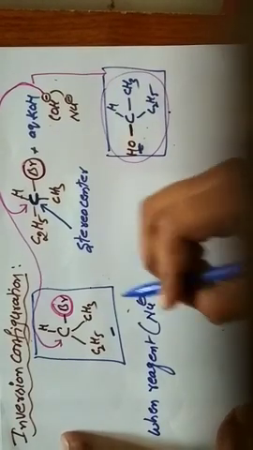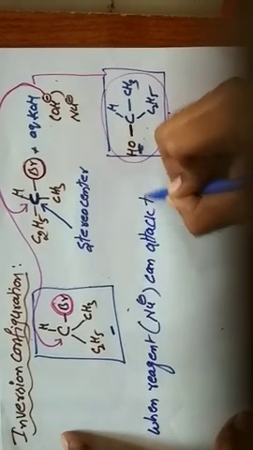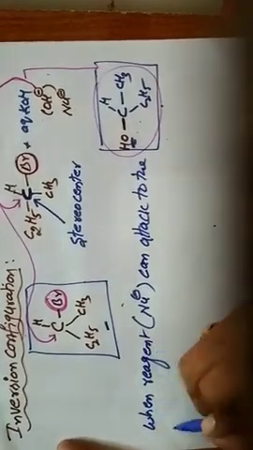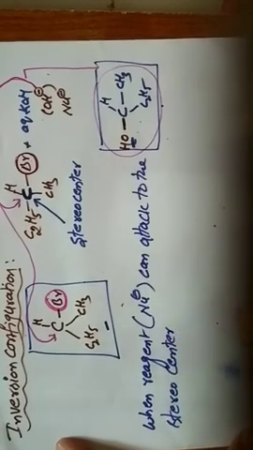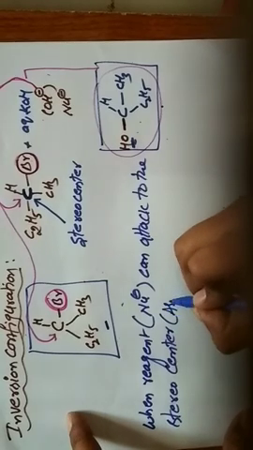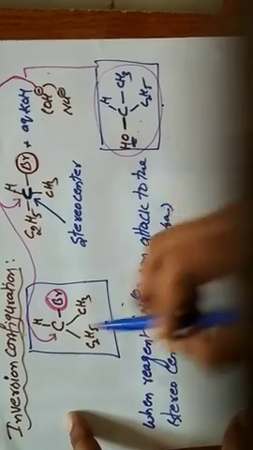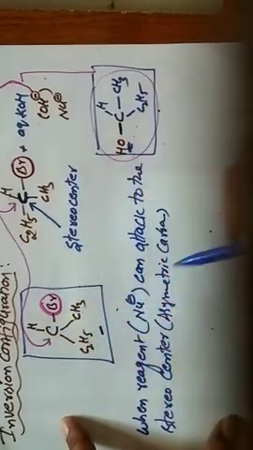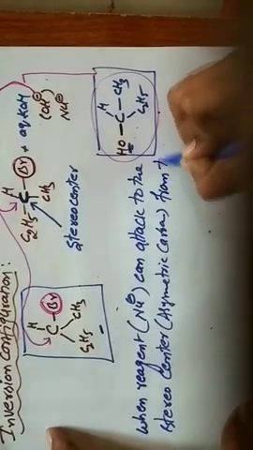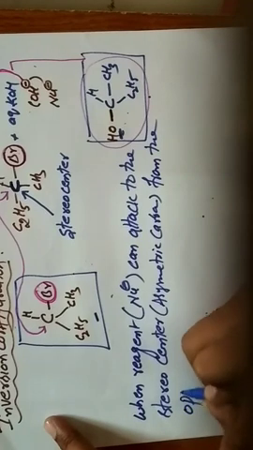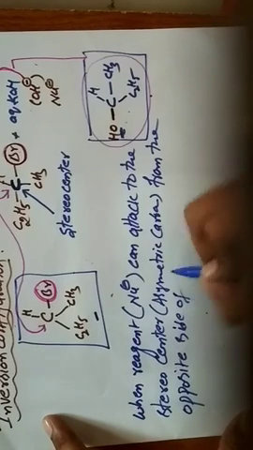stereo center. What is the meaning of stereo center? It is nothing but an asymmetric carbon. Yes or no? This is asymmetric. Four different groups are there. That's why this is an asymmetric carbon. The nucleophile attacks from the opposite side of the leaving group.